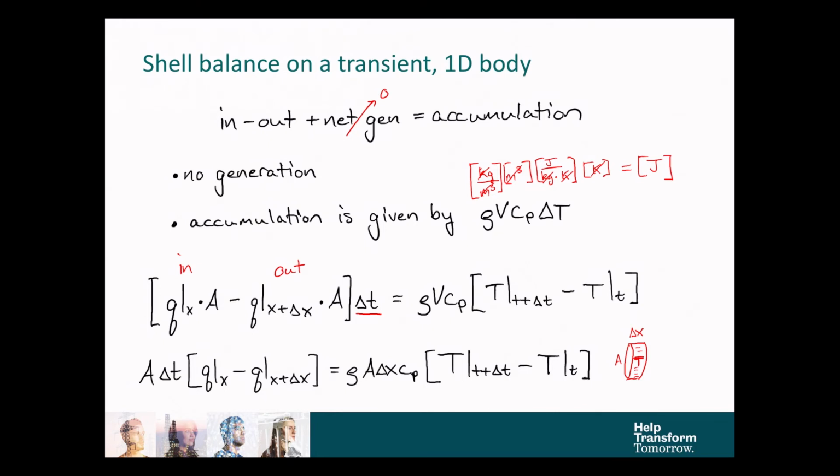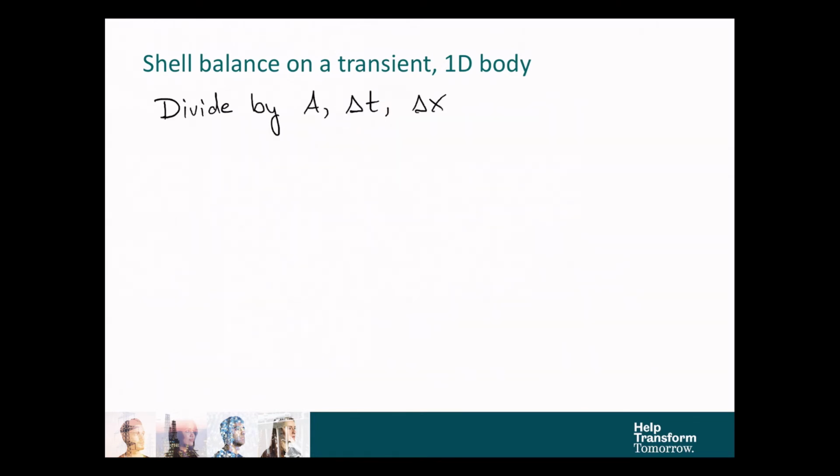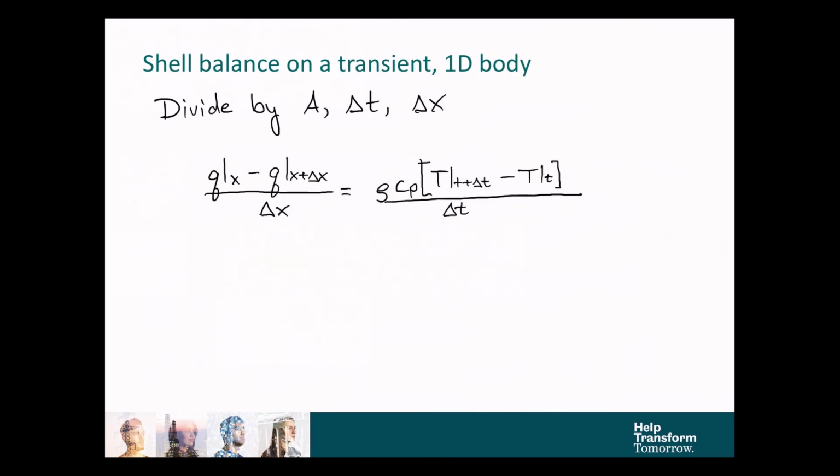So here's our full energy balance, and the next step is always to start dividing by things. So we see an area on both sides, and then we have our two differential units, delta t and delta x. So we're going to divide by both of those. And when we do that, the equation starts to look like a derivative. So we'll take a limit. We'll start with the limit as delta x goes to 0.